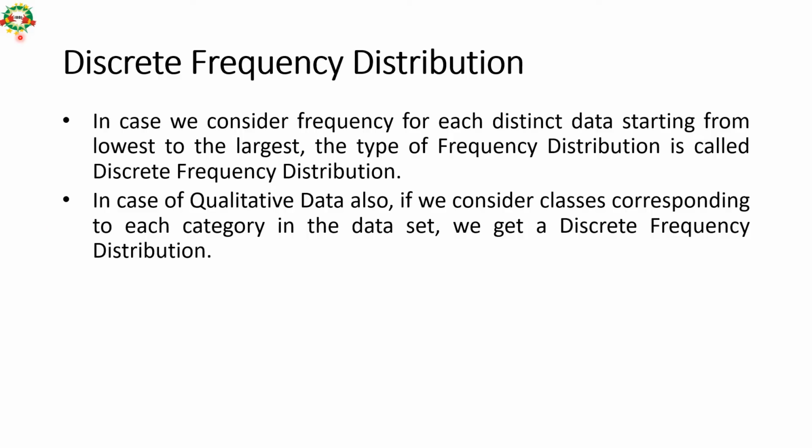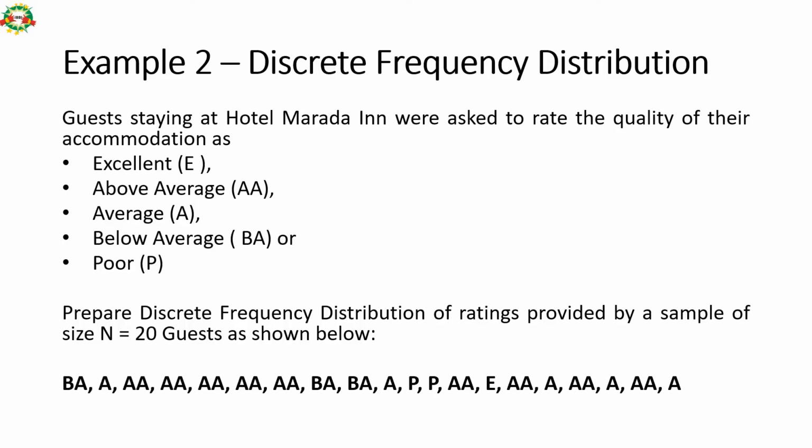Discrete frequency distribution. In case we consider frequency for each distinct data starting from lowest to largest, the type of frequency distribution is called discrete frequency distribution. Earlier we discussed continuous frequency distribution. Now we are explaining discrete frequency distribution. In case of qualitative data, if we consider classes corresponding to each category in the data set, we get a discrete frequency distribution. Let us understand this concept with the help of another example.